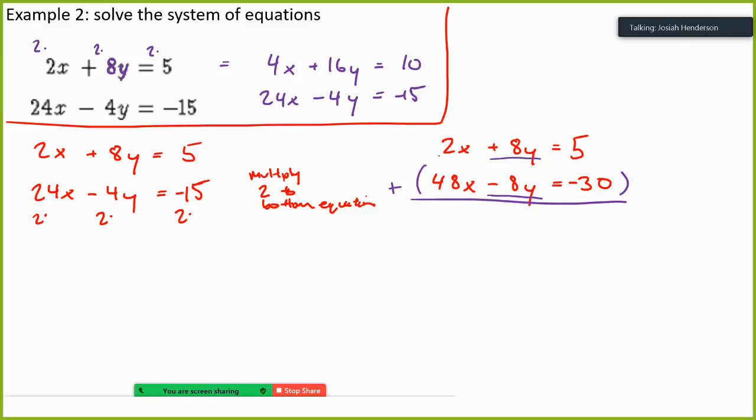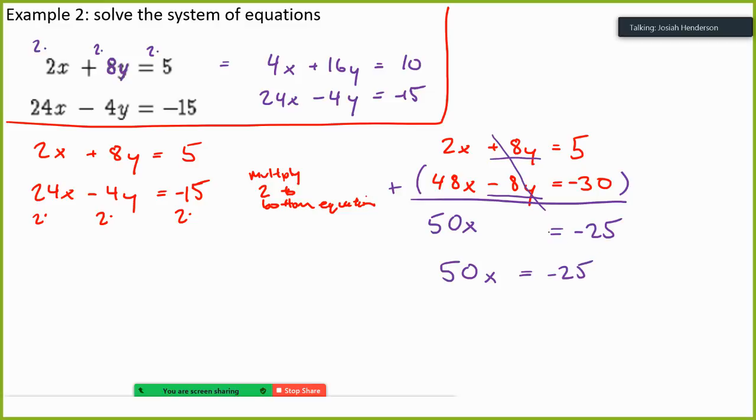So 2x plus 48x, 2 plus 48, 50x. 8y plus a negative 8y, those cancel out. And then 5 plus negative 30, negative 25. So now we have this. I'm going to write it again a little cleaner. We've got 50x equals negative 25.